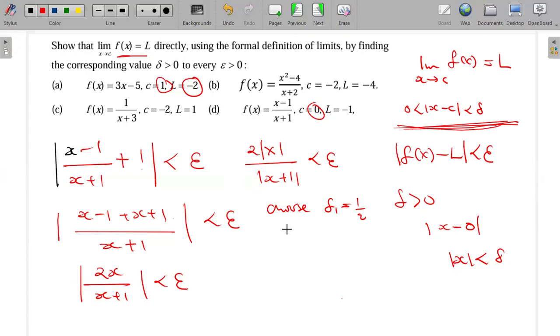So this means that we can say x is less than our delta, half. By definition of the modulus, x is between negative half and half. Now we want to get this x plus 1 from there, so I need to add 1 on each side. When I add the 1, I get half less than x plus 1, less than 3 over 2.